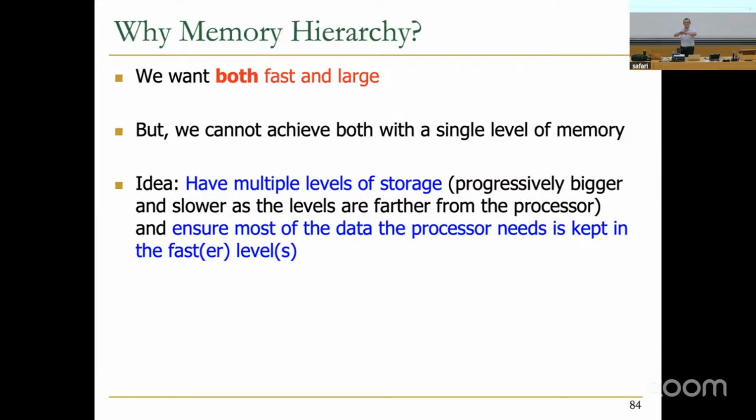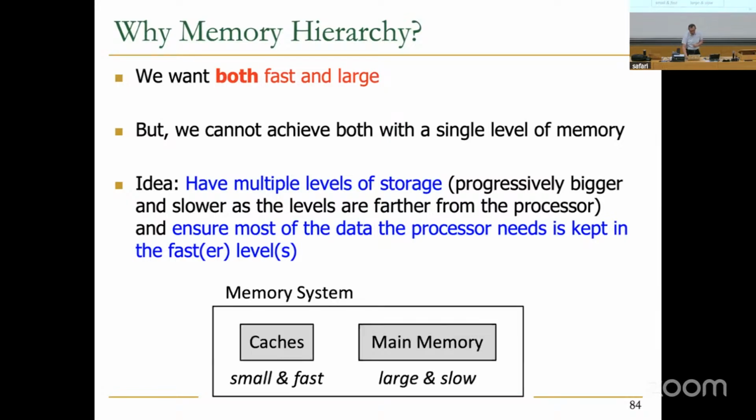So you get high capacity by having multiple levels, but you can access the faster level fast, and you try to ensure as much as possible that you're accessing the faster level to get the data and you don't need to access the rest. That's the idea basically. So a memory system at a very high level looks like this. This is actually just cache and main memory, but you can extend it with SSDs, etc. You have some caches that are small and fast, and you have main memory that is large and slow.